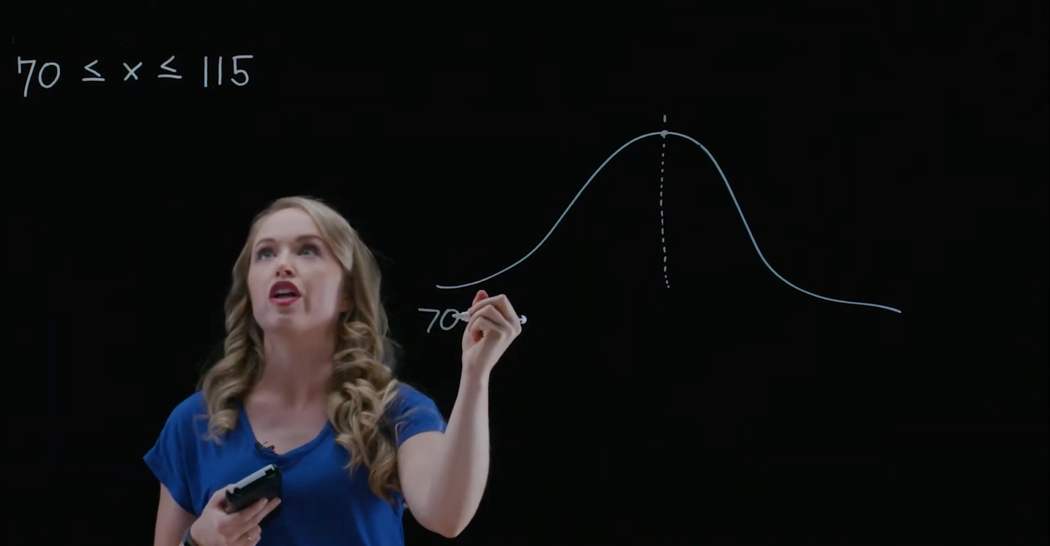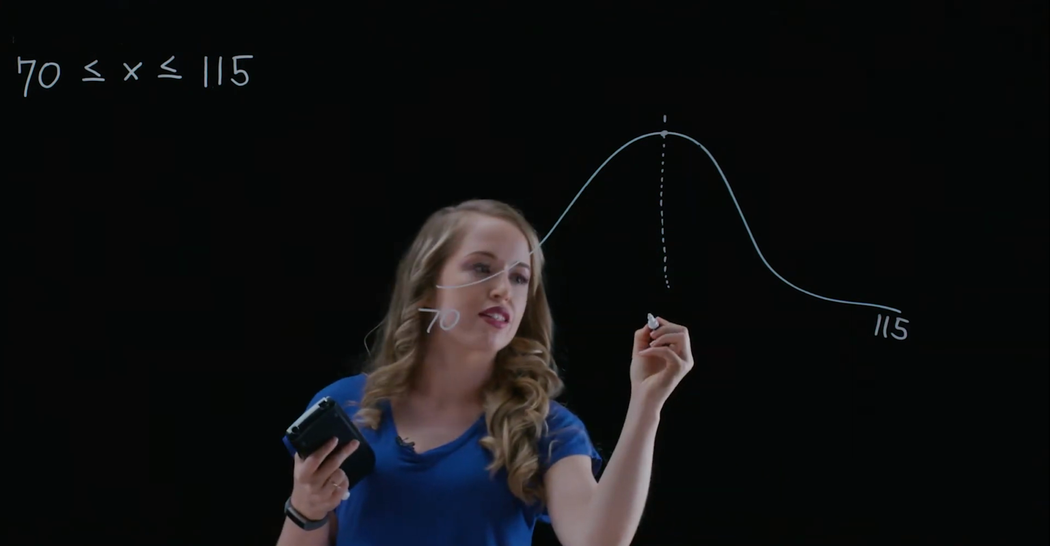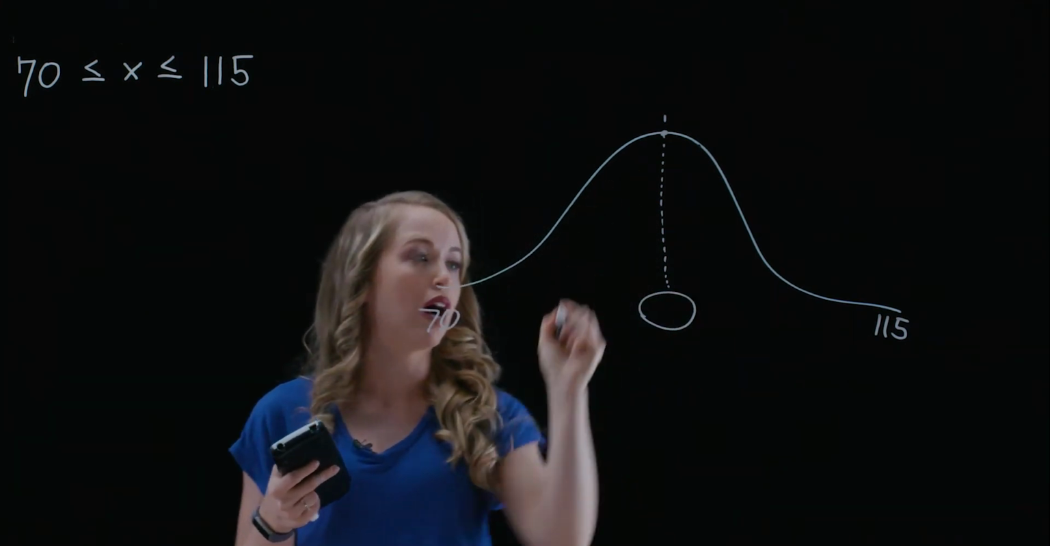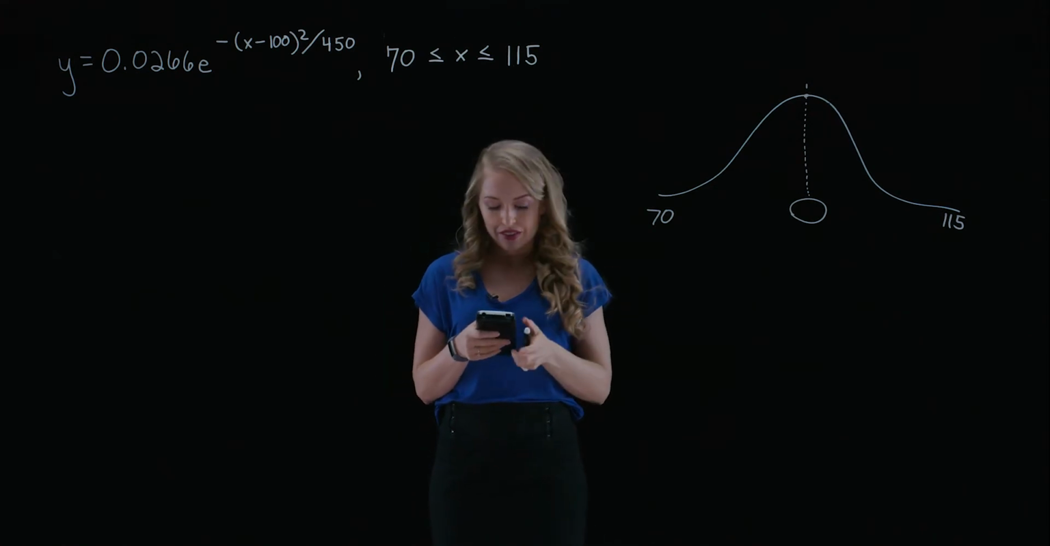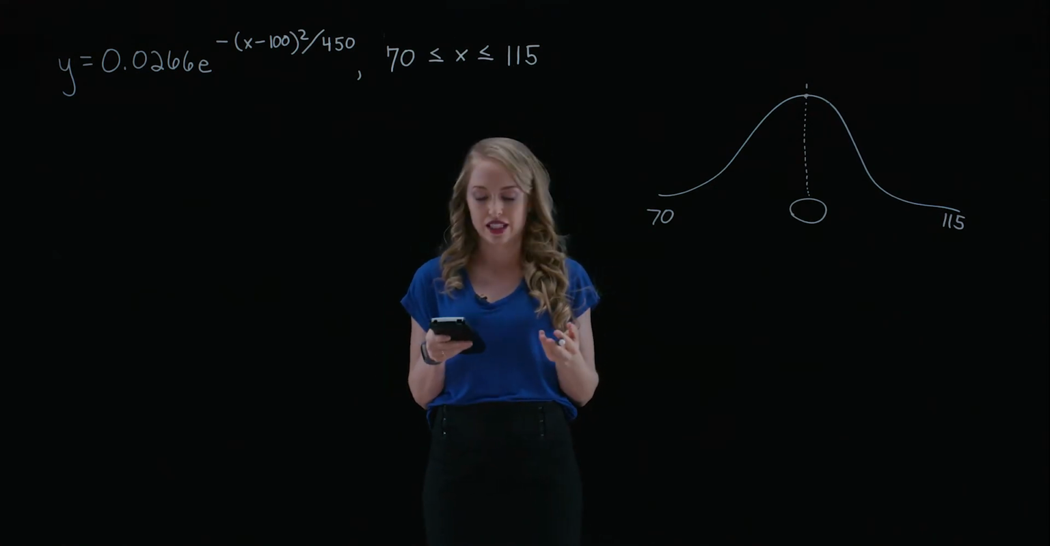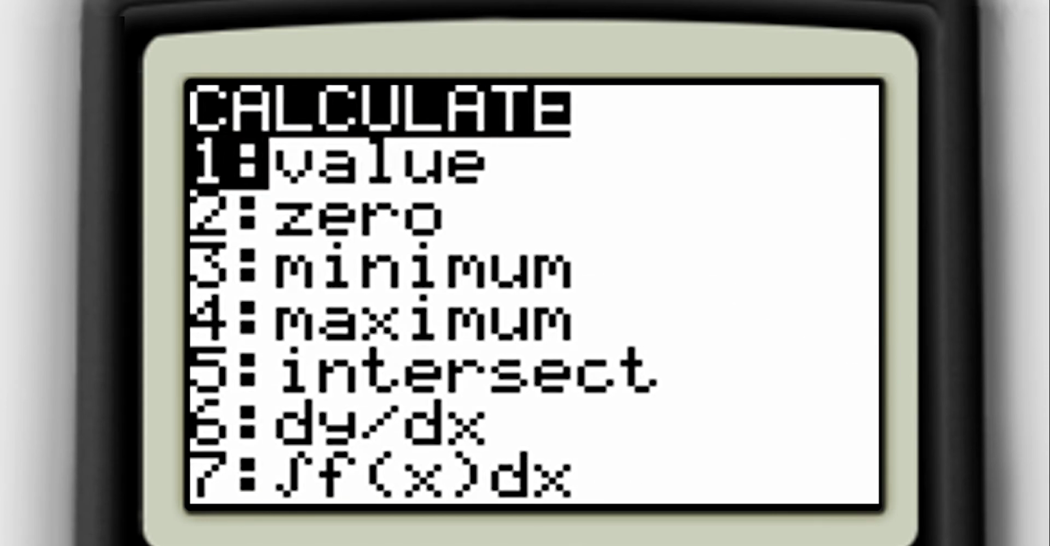The x value will be the appropriate IQ. If I know I'm ranging from 70 to 115, I'm looking again for the x value that's going to correspond to this y maximum. Now on my utility, now that I've already inputted the graph, I want to find my calculus feature. On my utility, I press second trace, brings me to calc. I see I can select maximum.